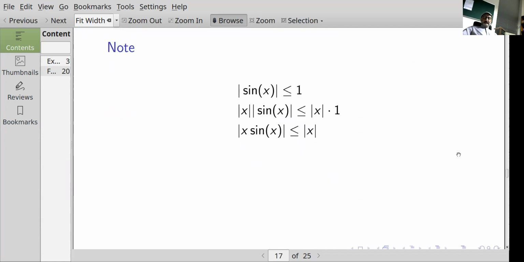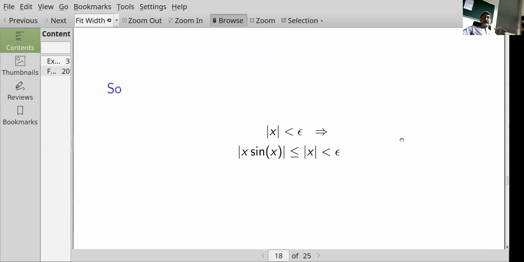Okay, now I know that the absolute value of sine x is less than or equal to 1. So the absolute value of x sine of x is less than or equal to the absolute value of x. So it's harder to work with the absolute value of x sine x, but if I can get that is less than or equal to the absolute value of x, and I can get absolute value of x less than epsilon, then I would be done.